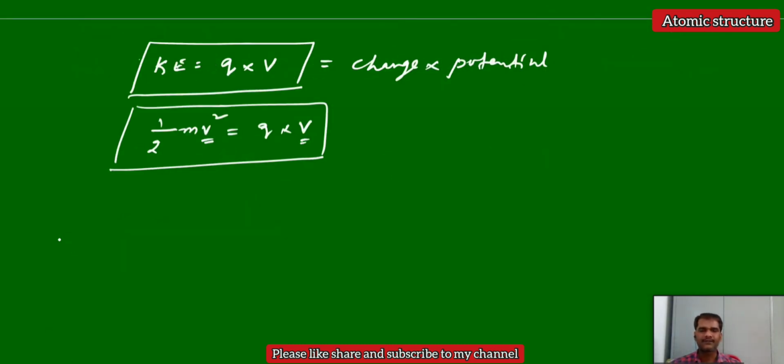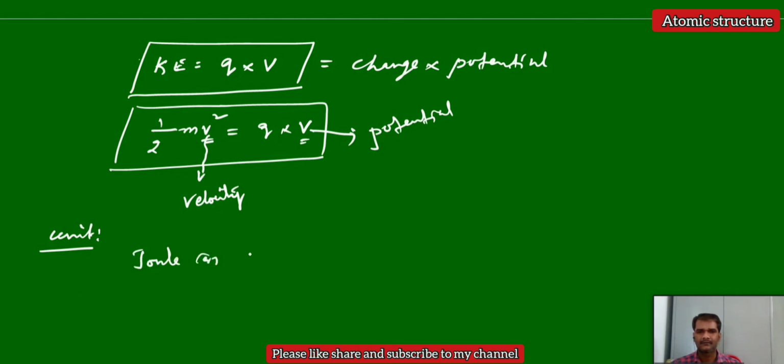And now tell me, what is the unit for energy? Kinetic energy, potential energy we have taken here, and the unit for energy. Velocity or potential difference? This is velocity, but this V is potential. Now tell me, units for energy. Generally we can use joules or calories, right? This is a unit for energy.